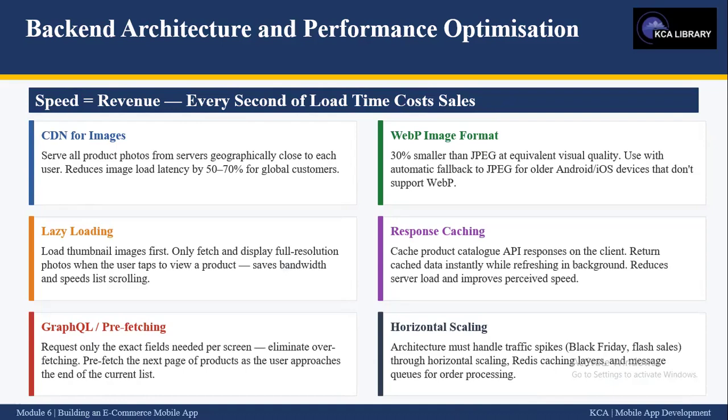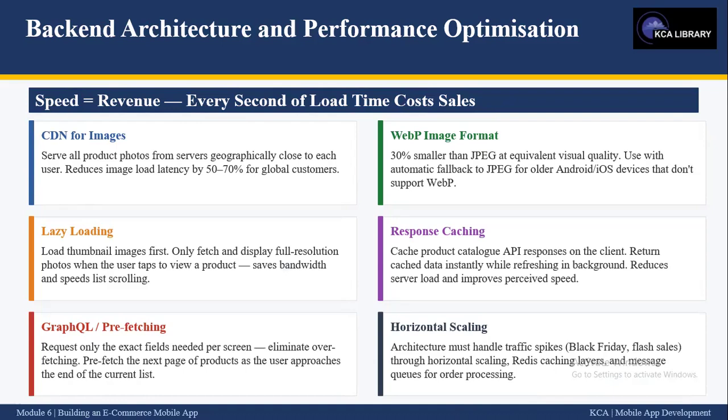GraphQL and pre-fetching. Request only the exact fields needed per screen and eliminate overfetching. Pre-fetch the next page of products as the user approaches the end of the current list. And also, the next is WebP image format. 30% smaller than JPEG at equivalent visual quality. Use with automatic fallback to JPEG for older Android devices that don't support WebP.